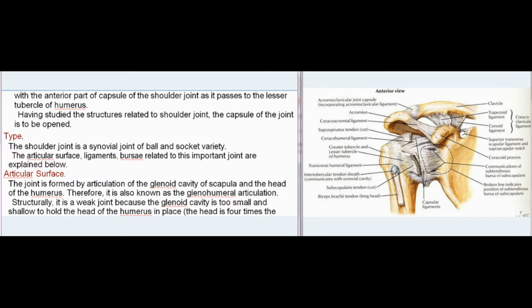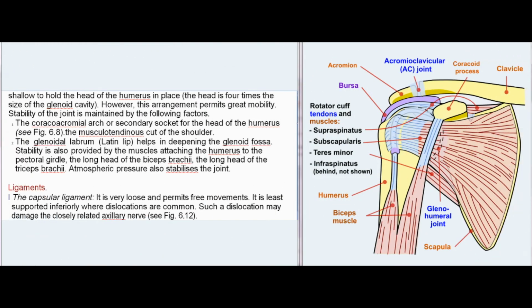Structurally, it is a weak joint because the glenoid cavity is too small and shallow to hold the head of the humerus in place. The head is 4 times the size of the glenoid cavity. However, this arrangement permits great mobility. Stability of the joint is maintained by the following factors.